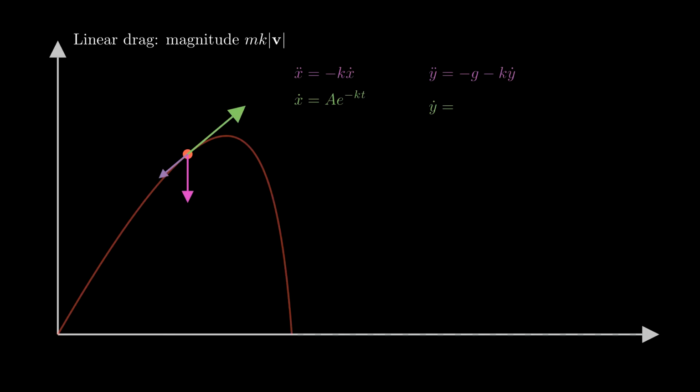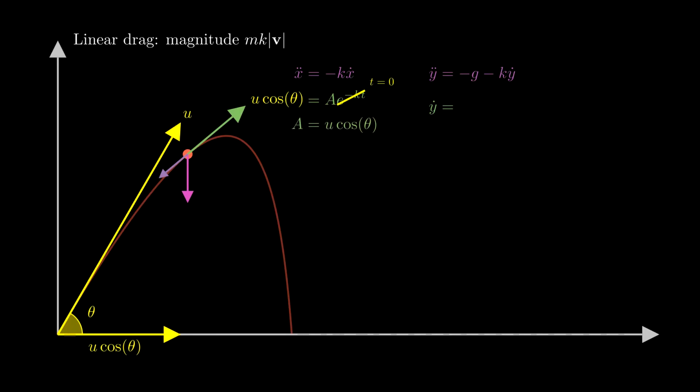So when we put t equals 0, the exponential goes to 1, so it vanishes. But at the very beginning, it's the same as the case with no drag. If the ball was thrown at initial velocity u and at an angle of theta, the horizontal velocity would just be u cos theta. So that's what x dot equals when t equals 0. And that tells us that a must just be this initial horizontal speed u cos theta. And we will get x dot equals u cos theta times e to the negative kt.